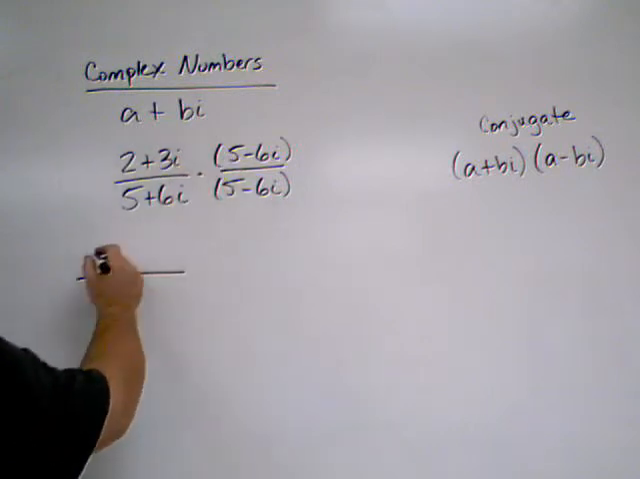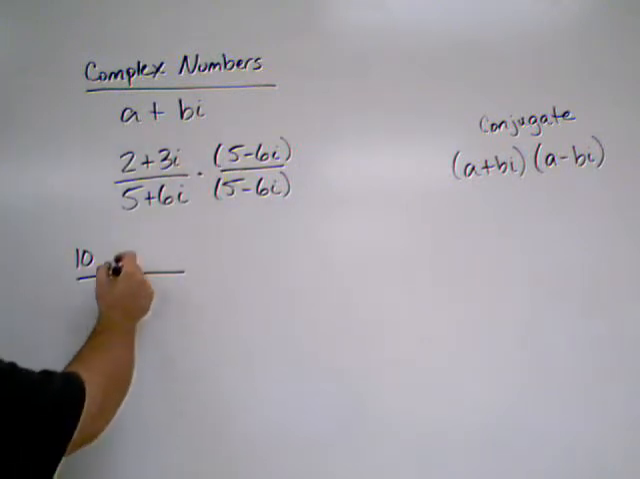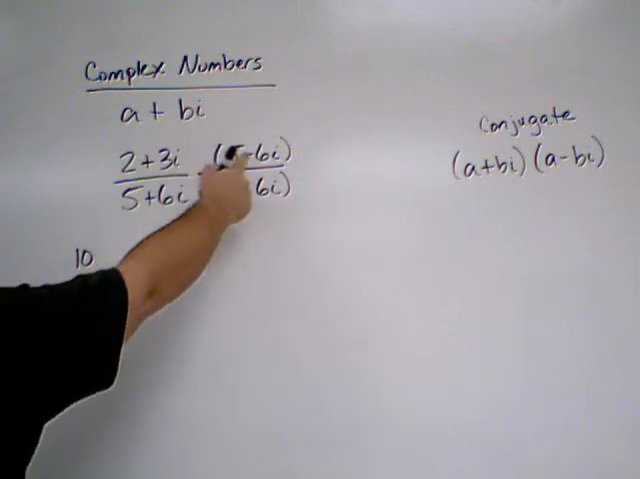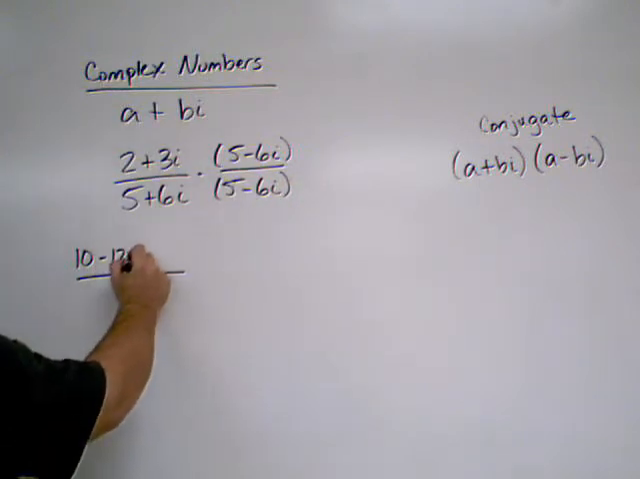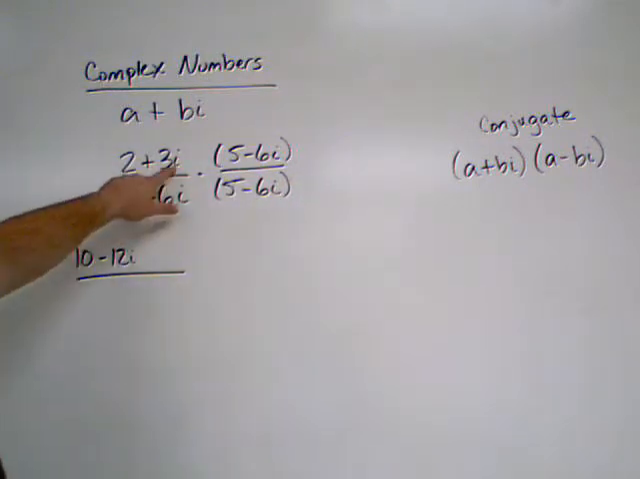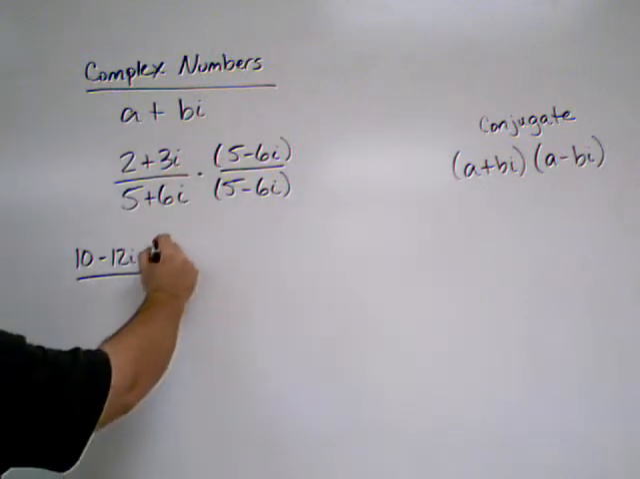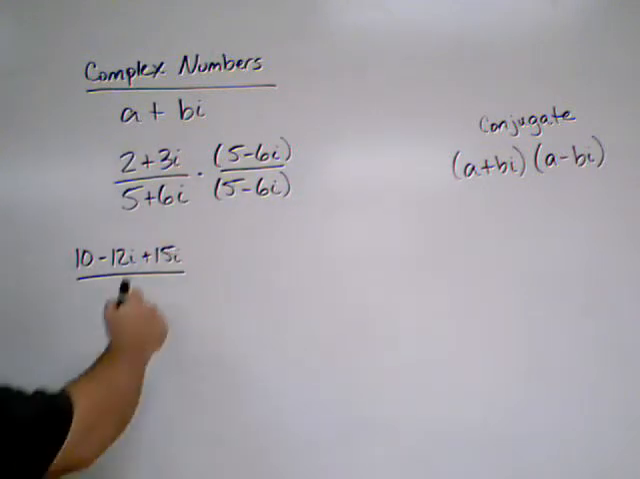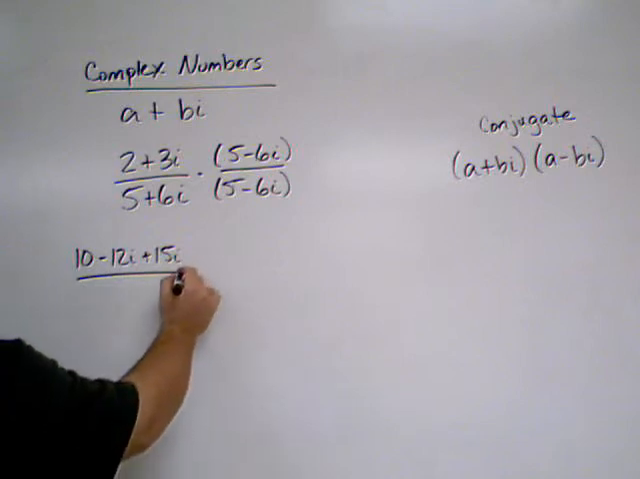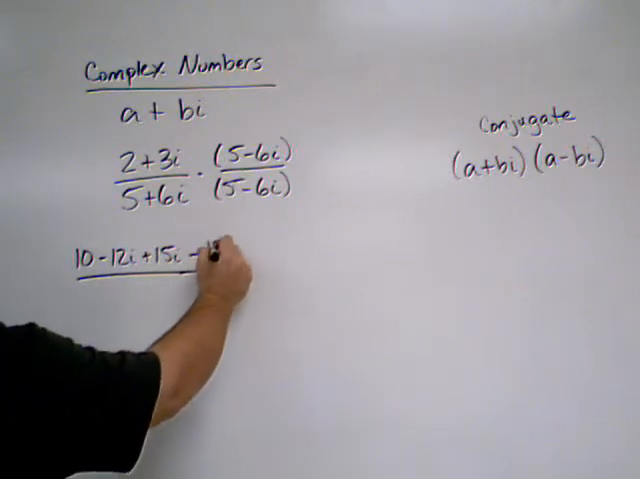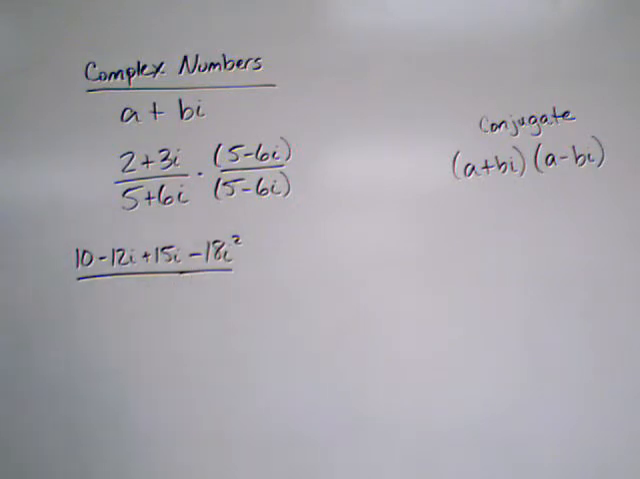2 times 5 gives us 10. Okay? 2 times negative 6i is minus 12i. 3i times 5 is positive 15i. And then 3i and negative 6i give us negative 18i squared. We're going to simplify that shortly.